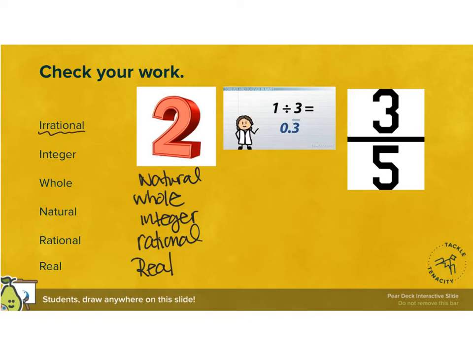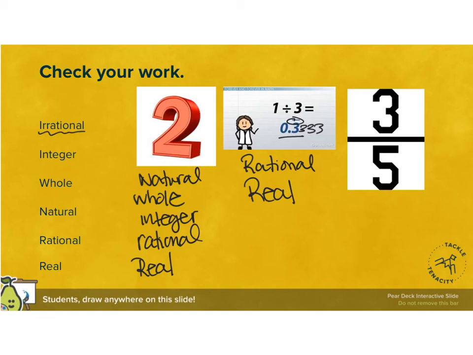Next, we have a repeating decimal. So it's 0.3, but this bar up top means the 3 just keeps repeating. So it's a decimal, and it repeats. So that means it's going to be a rational decimal. The rest of them, whole numbers, natural numbers, and integers, don't include decimals. So it's just rational and real. Remember, they're all real numbers.